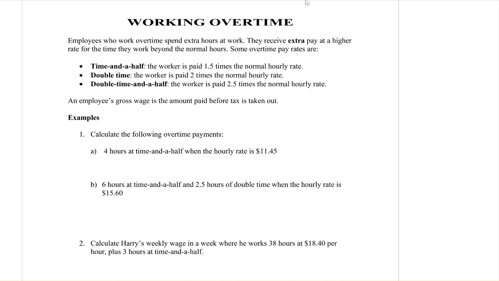Now there are 3 different types of overtime mentioned here. There is time and a half overtime, which means that the worker is paid 1.5 times the normal hourly rate. Okay? Sometimes you might get double time, which is when you're paid 2 times or twice the amount per hour. And double time and a half would be 2.5 times the amount.